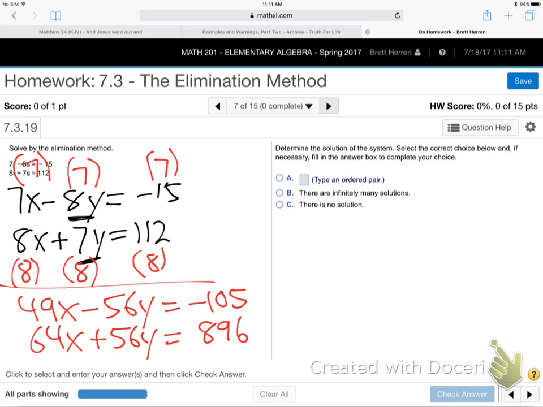See what I did? See how the y's are opposites now? Same number, one positive, one negative. So now you can add them up, and the y's will eliminate. So if the y's both have numbers, you multiply by the other guy. Take it from there.